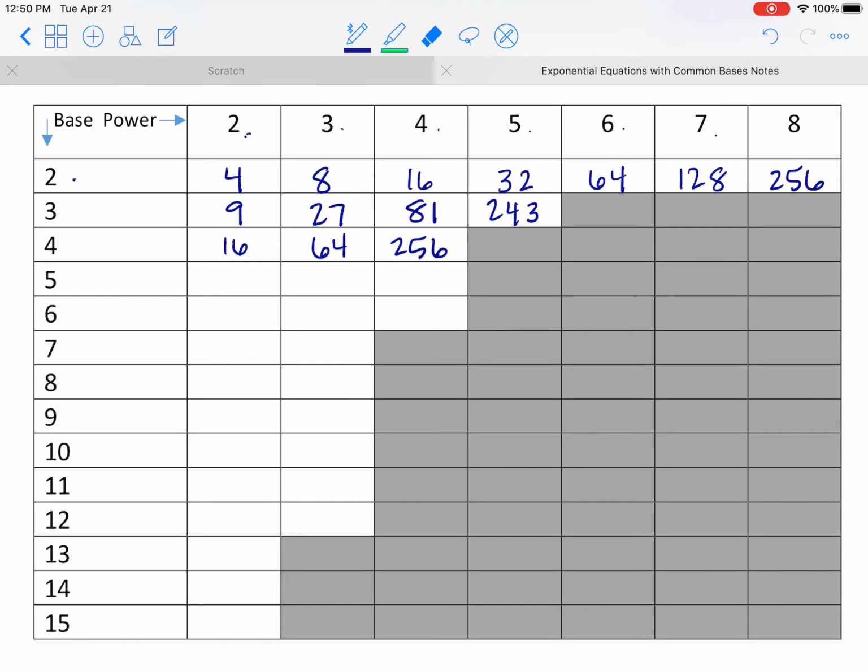Now, some of these we should know, so a lot of the problems that we see, we should be able to identify the common base, but maybe you're looking at 243 and not recognizing that it's a power of 3, or maybe you're looking at 256 and not recognizing that it's a power of 4, okay? So let's finish this table up, and then we'll talk about some steps, and we'll try this out a few more times. So 5 squared is 25, 5 cubed is 125, and then 5 to the 4th is 625.